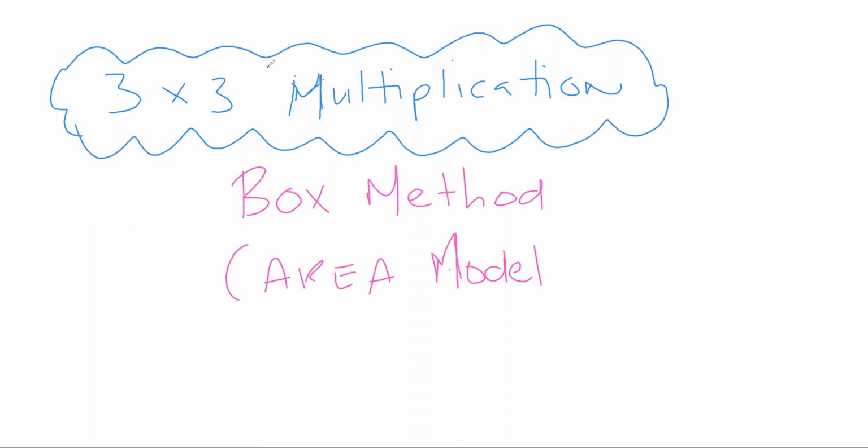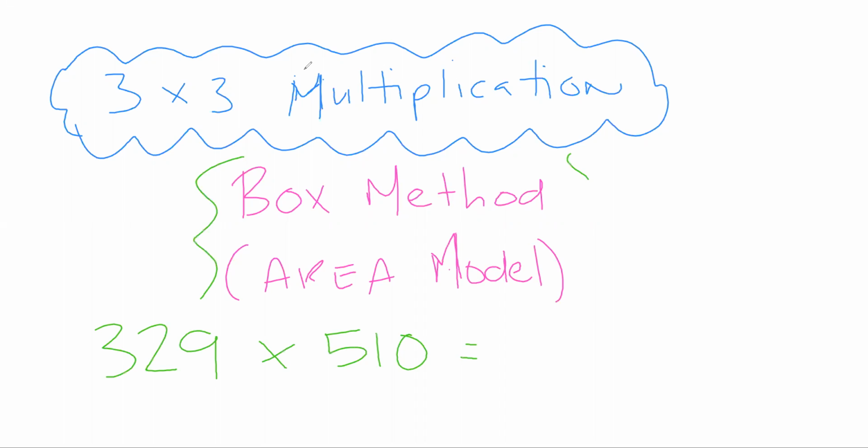Okay, so we're gonna dive in today and think about that. Remember, when we're talking about 3 by 3 multiplication, we're not talking about 3 times 3. We're talking about a 3-digit number times another 3-digit number. Right? So in this case, 329 times 510 is what we're doing. And we're going to do so using our box method today. So let's go ahead and dive right in and get going. We got 329 times 510.